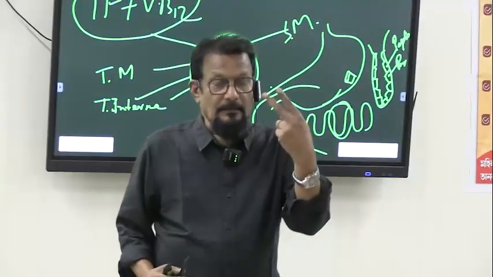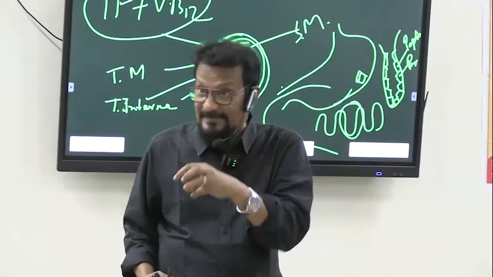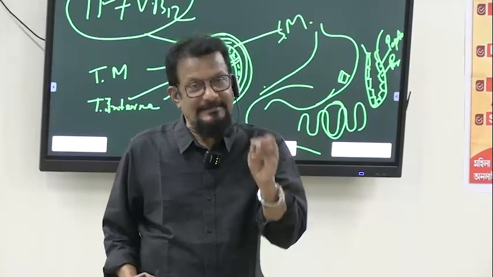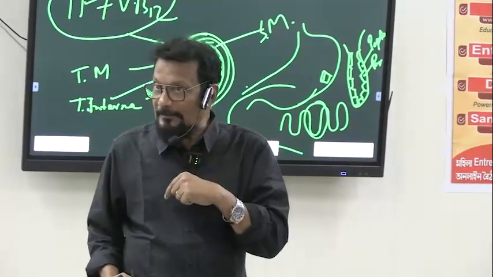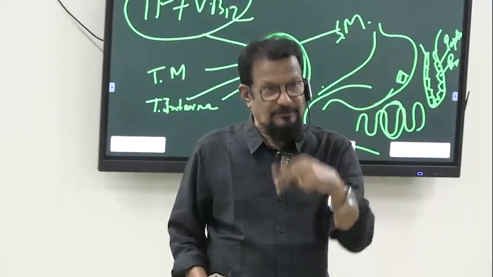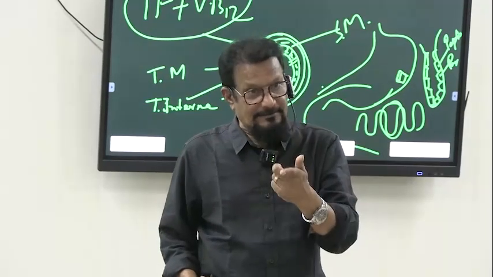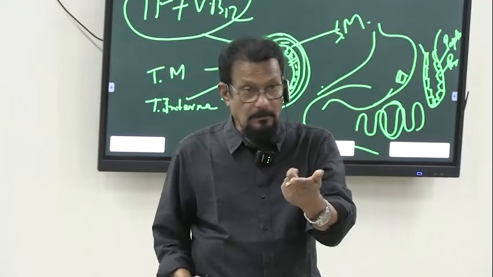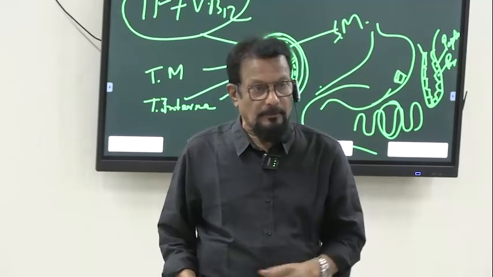There are also external factors. The IF is produced by the cell, so that is why it is the internal factor, whereas vitamin B12 and folic acid come from outside, so for this reason these are external factors. Deficiency of either folic acid or vitamin B12 can produce anemia.